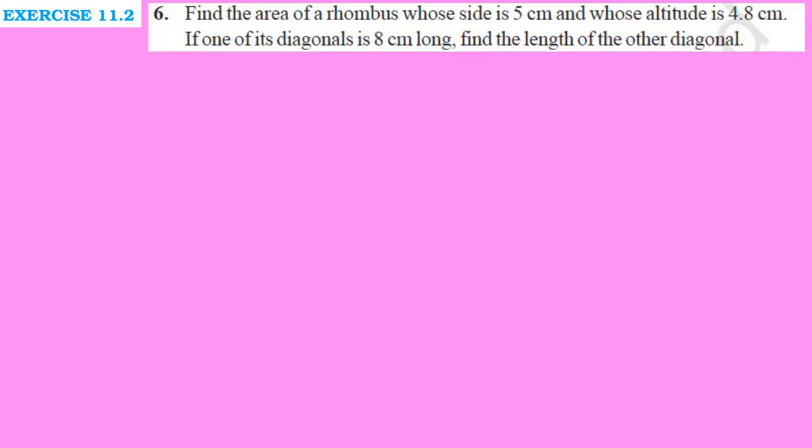Next, find the area of a rhombus whose side is 5 centimeter and whose altitude is 4.8 centimeter. And if one of the diagonals is 8 centimeter long, find the length of the other diagonal.